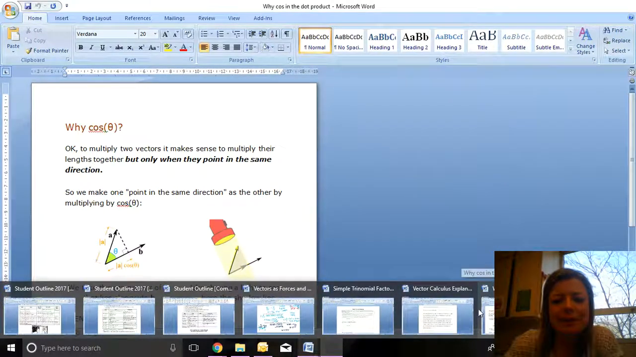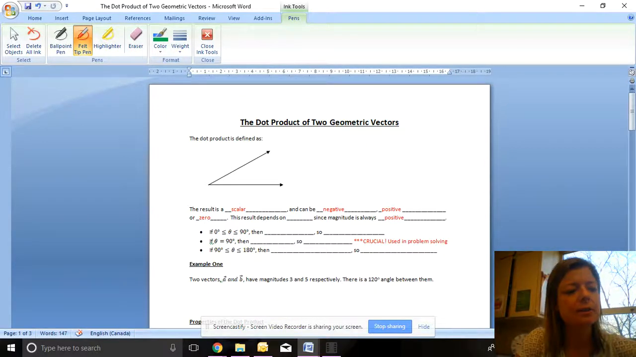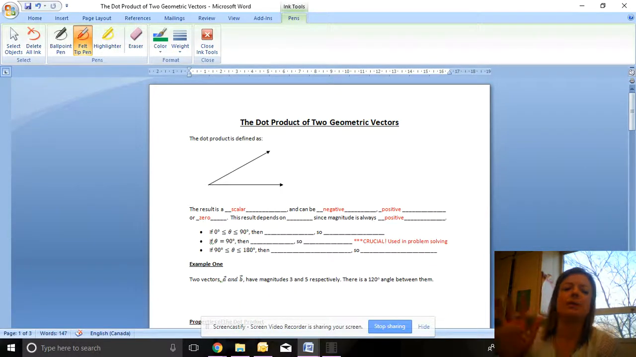Hi class, today we are learning something called the dot product. When we look at vectors, we've already learned how to add and subtract vectors, but we haven't talked about multiplying vectors. And there's not one way to multiply vectors in a way you might think. There's kind of two different multiplication styles we do with vectors. And the first one is the dot product.